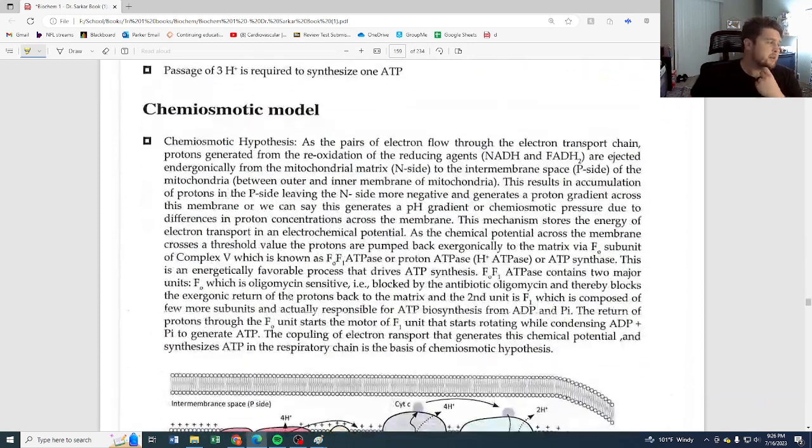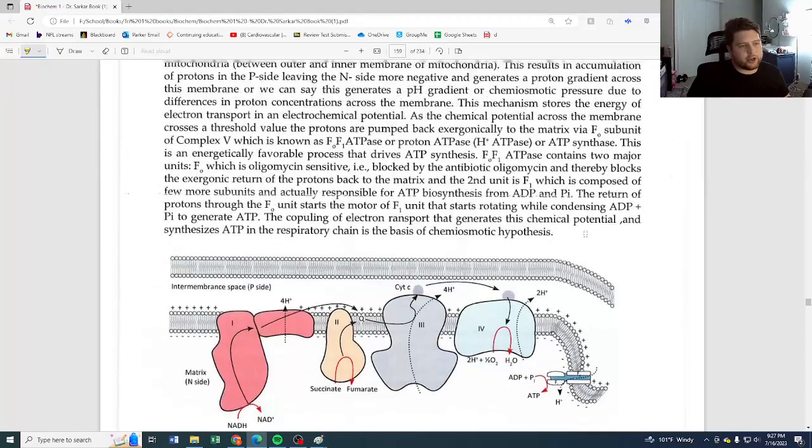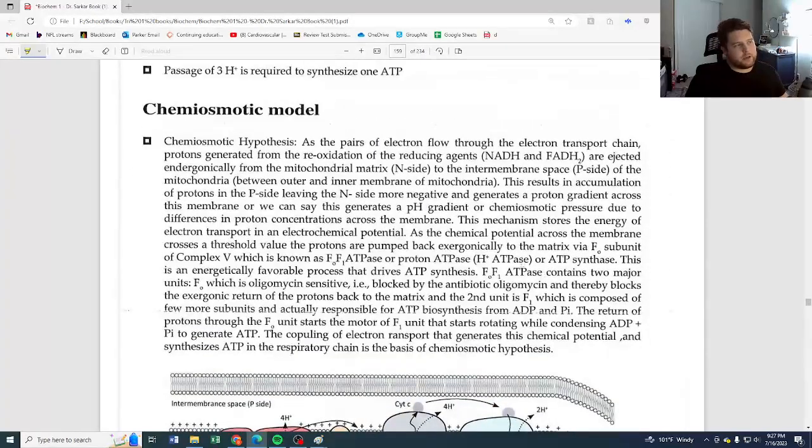So now we get to something with a fancy name, called the chemiosmotic model. The chemiosmotic hypothesis is putting a nice little bow on everything. This is giving us the name of the model for this whole process that's occurring in order to form ATP.